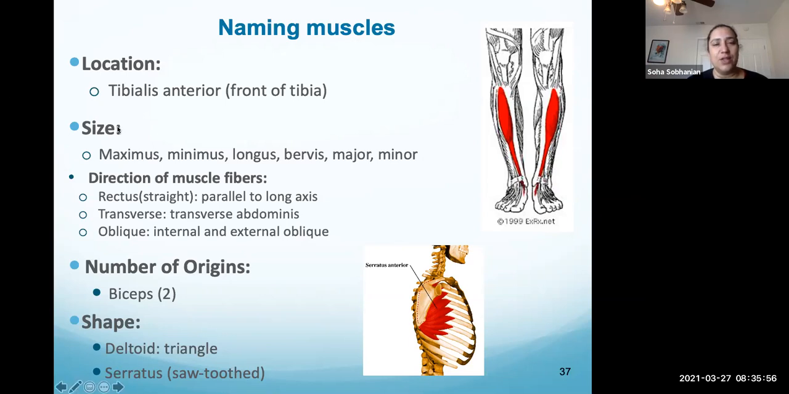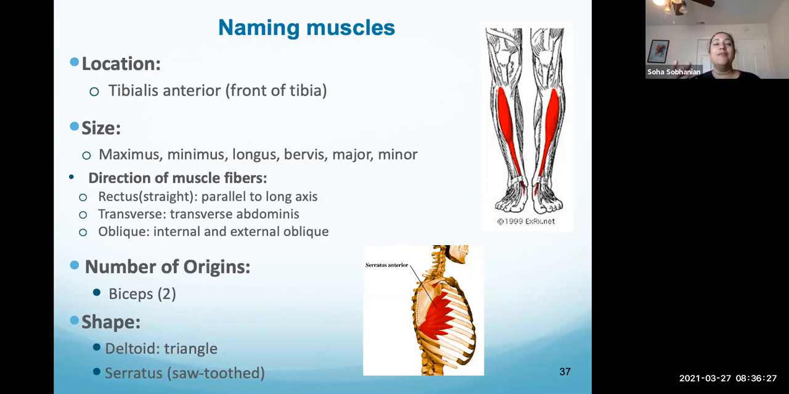Another thing that you can use is the size of the muscle. So the size of the muscle is basically, are these muscles big or small, short or long? So we have the word maximus and minimus, or major and minor, which simply means large versus a small. And then longus and brevis. So longus, automatically you think about long, which means brevis implies short.